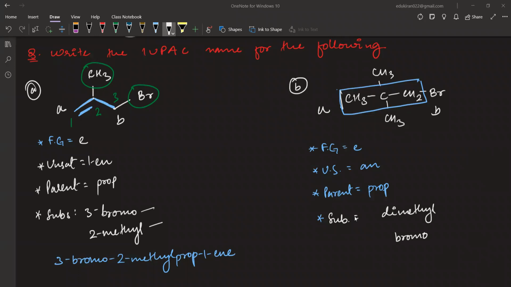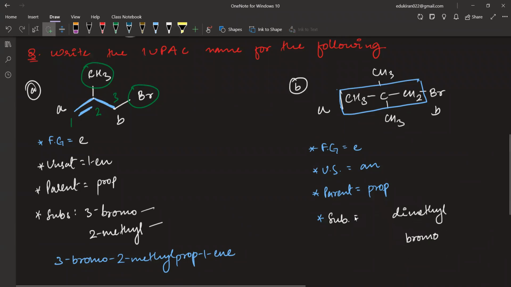From B. Yes, I didn't see A. From B, right? So 1, 2, 3. So bromo is in the first position and dimethyl is in 2,2.